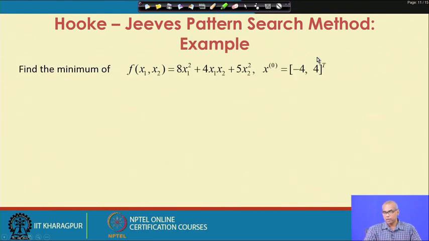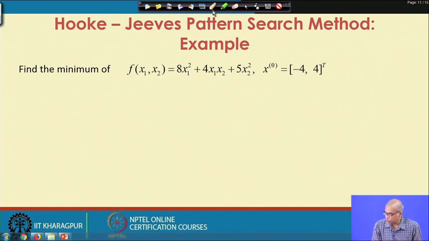So, now let us take an example. We have considered a function of 2 variables, which is 8 x 1 square plus 4 x 1 x 2 plus 5 x 2 square. The starting point is -4, -4, and we want to find the minimum of this function by the Hooke-Jeeves pattern search method.